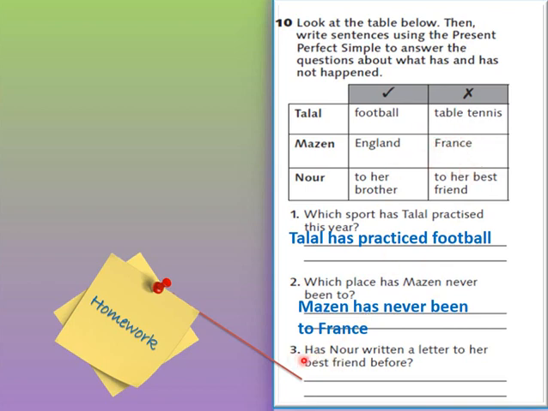Now, look at question number 3. Has Noor written a letter to her best friend before? To her brother, to her best friend. So has Noor written a letter to her best friend? Do this sentence as a homework, please.